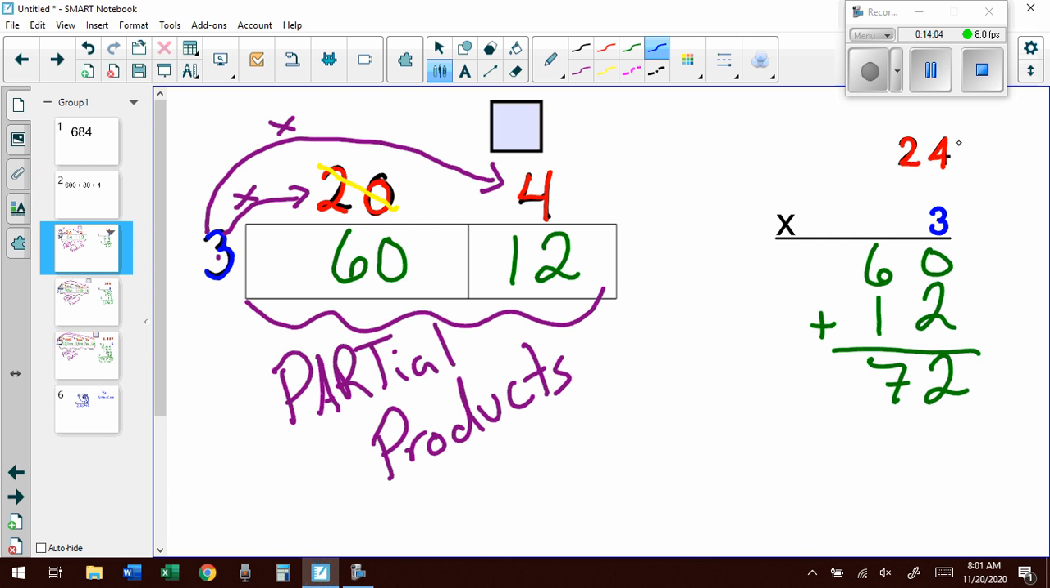All right, so in review, you take a number, you yacha it into pieces, then you use that to help solve. So yacha 24 into 24. Use your knowledge of basic facts to help you figure out 3 times 20 is 60, and 3 times 4 is 12. These are now your partial products, and you add them together. Rock on.